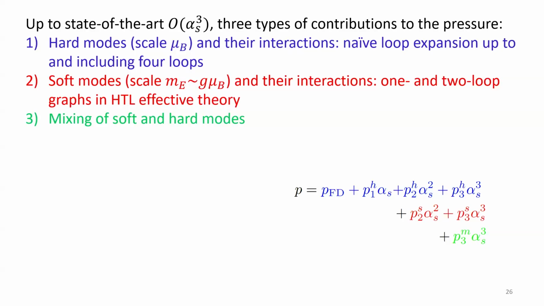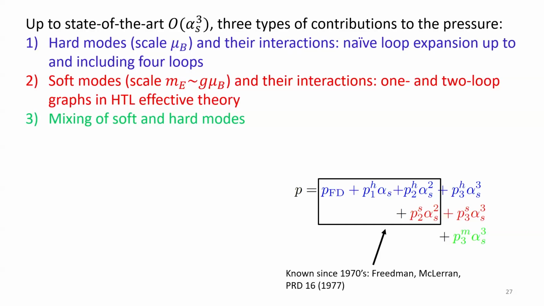And finally, there is the technically maybe most convoluted part, which is the mixing of these hard and soft modes, and that only starts contributing at order alpha_s cubed, so it doesn't actually exist at the order alpha_s squared, but only enters at an order higher than that.